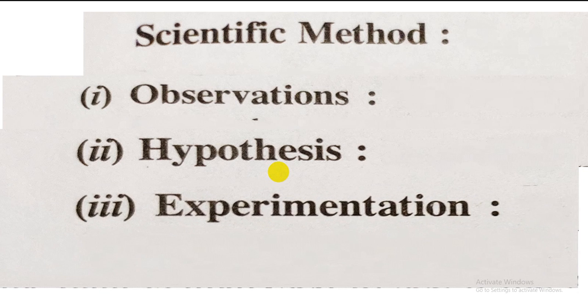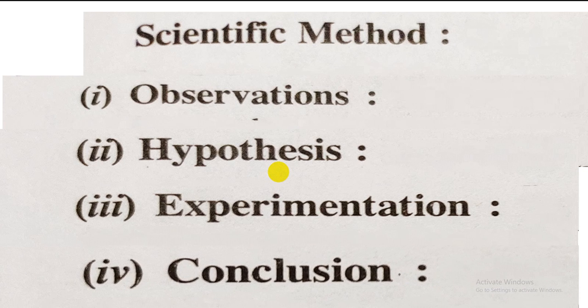The third part is that whatever hypothesis we have derived is to be tested, whether it is correct or not. For that, experimentation is done, many experiments, to prove that the hypothesis is correct. After doing the experiment, we come to the conclusion. If we find that the hypothesis is correct by performing the experiment, then we conclude that the hypothesis is a law which we will always follow.